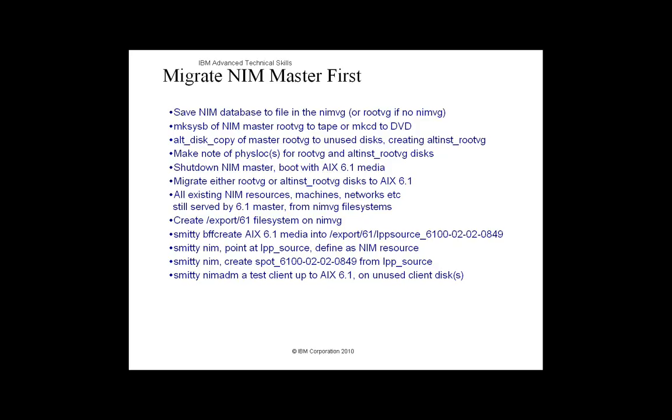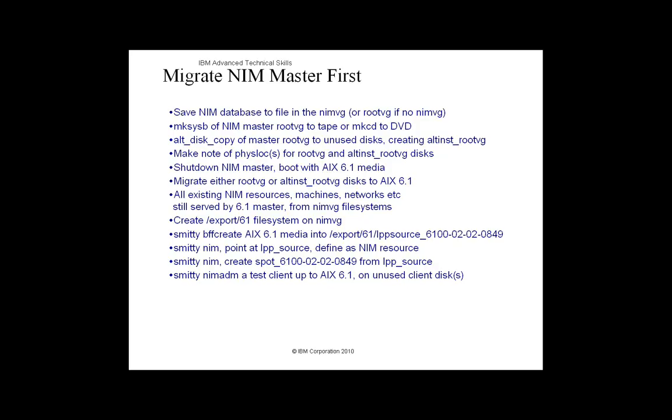I'll run alt_disk_copy on the master's root VG, and I'll copy it to unused disks. I point at specific disks that are not in use on the master, and they will become the alt_inst_rootvg. When I finish that, I'll make note of the physical locations. I'll record the physlocs for the root VG disks and the alt_inst_rootvg disks. I want to know exactly what specific disks I'm installing on.